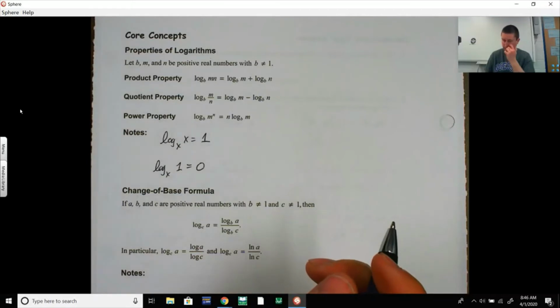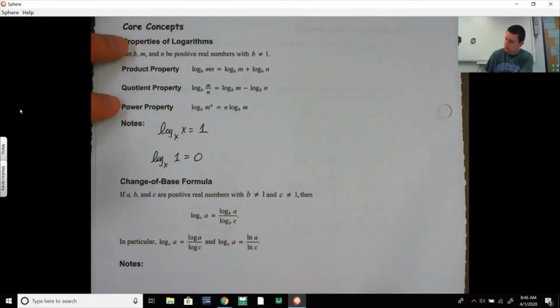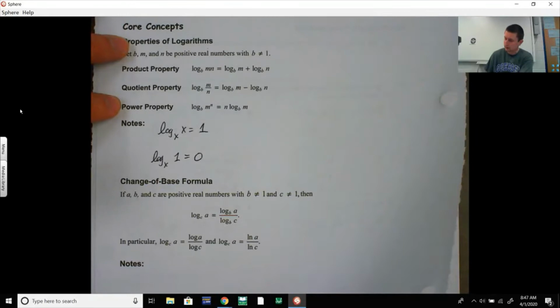There's some other special ones that come into play, but we're not going to cover those right now. This change of base formula, we're going to come back and hit that. I think I talked about that a little bit in another video.